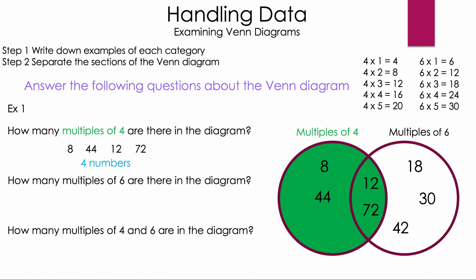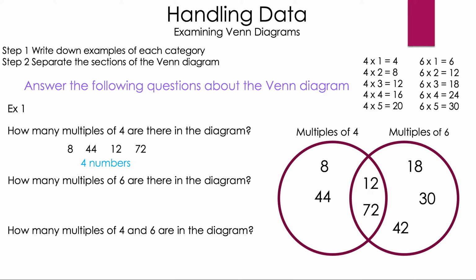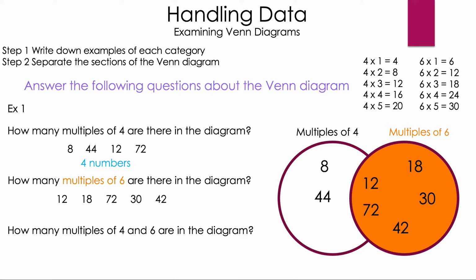answer. So now let's take a look at the second question, or part 2 of example 1. And now we're going to see how many multiples of 6 are there in the diagram. So in this particular example, we're going to highlight the right side of multiples of 6, and we're going to write down each one that is inside the circle. And if you count them, there are only 5 numbers, and there we go.